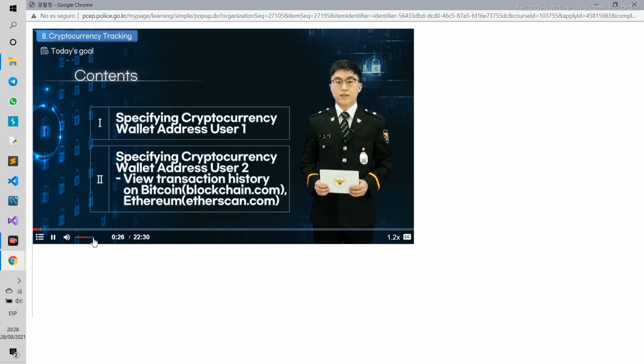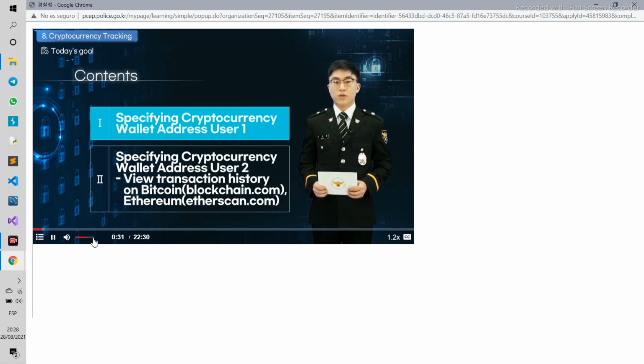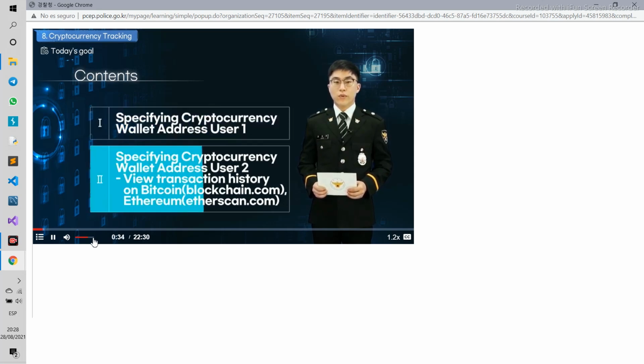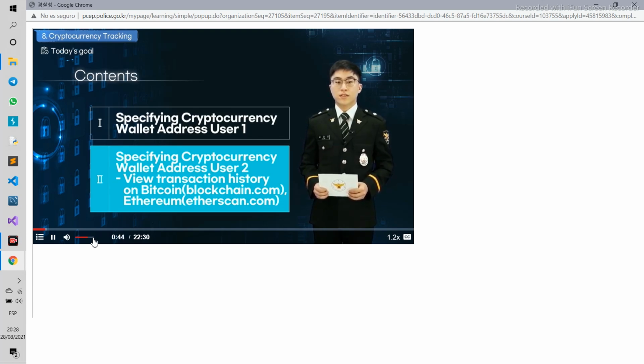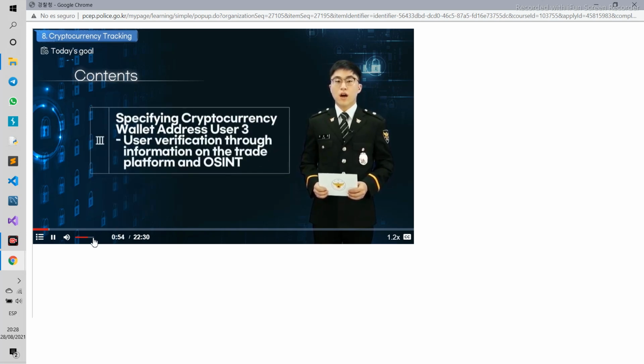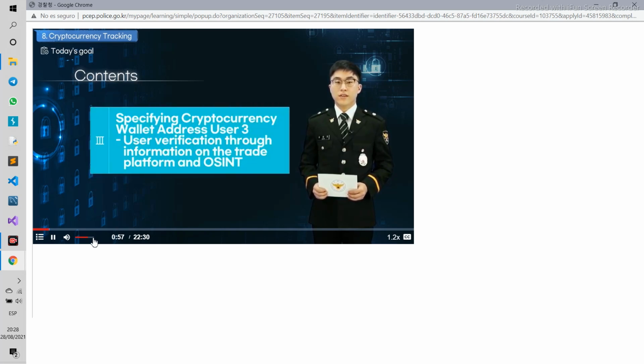First, in cryptocurrency tracking, after a quick understanding of the specifics of a cryptocurrency wallet address user, we will go over how to identify the transaction information provided on blockchain.com and etherscan.com to understand the transaction history of cryptocurrency. After reviewing the cryptocurrency transaction details, we will learn how to utilize the exchange office and OSINT information to specify cryptocurrency wallet address users.